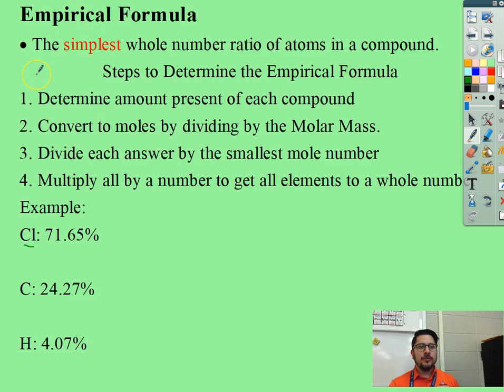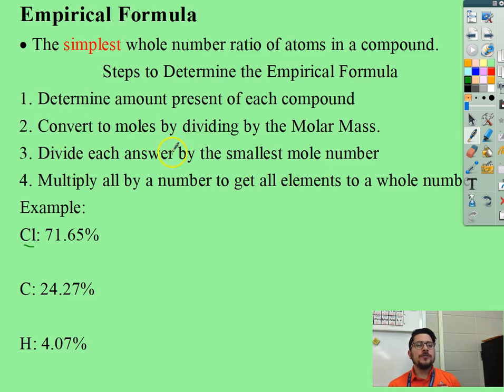What is an empirical formula? An empirical formula is basically the simplest whole number ratio of atoms in a compound. So, what's the simplest formula for this giant molecule? If it repeats, what is that repeating formula? And so I'm looking for the simplest form. We're going to get into the harder form in a second, but for now, it's just the simplest form.